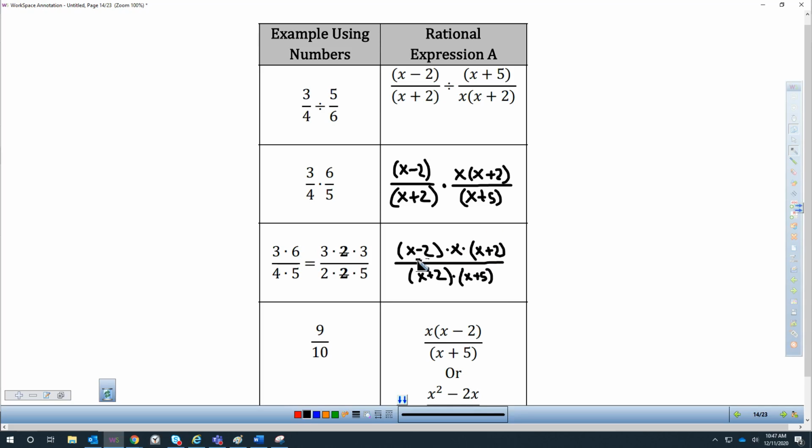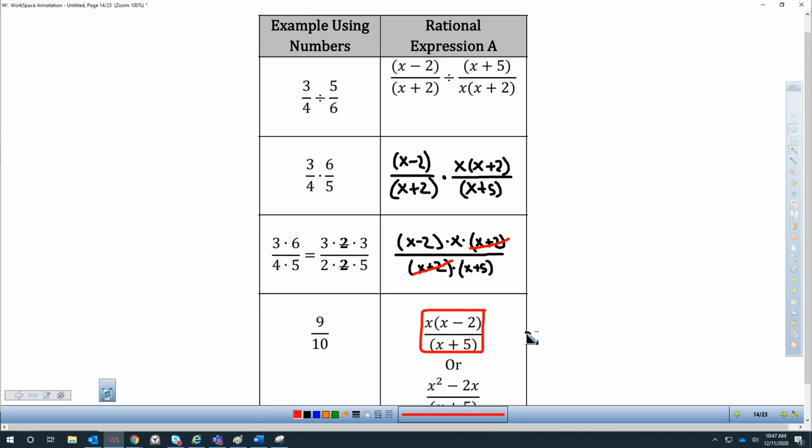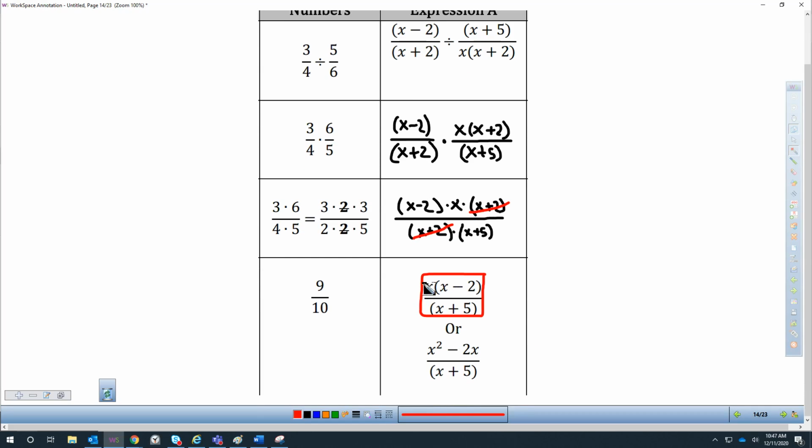And so now I can look for anything that's a common factor in the numerator and denominator and divide it out. So I have an x plus 2 here and an x plus 2 here. So when I divide both the top and the bottom by x plus 2, then I will be left with x minus 2 times x over x plus 5. And that is exactly what they have for their answer here. And they went ahead and distributed the numerator and got that. So either way you write that, that's great.